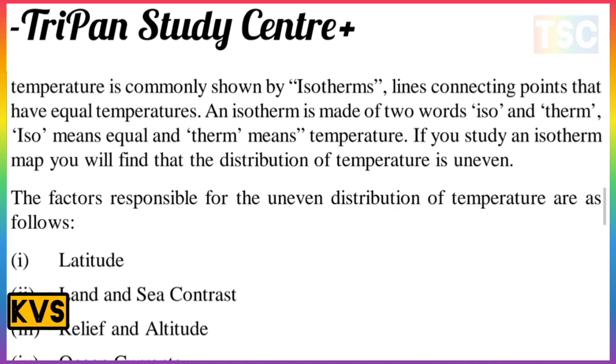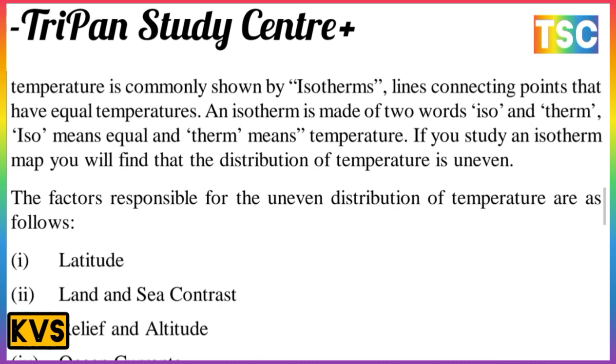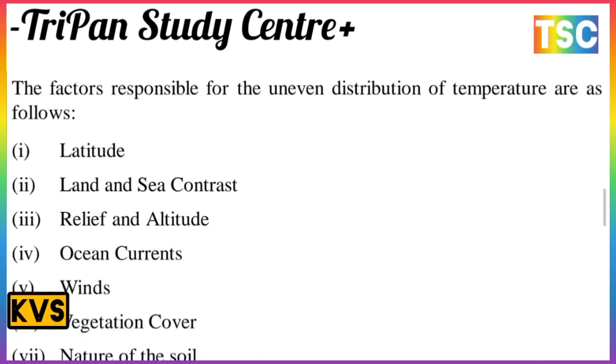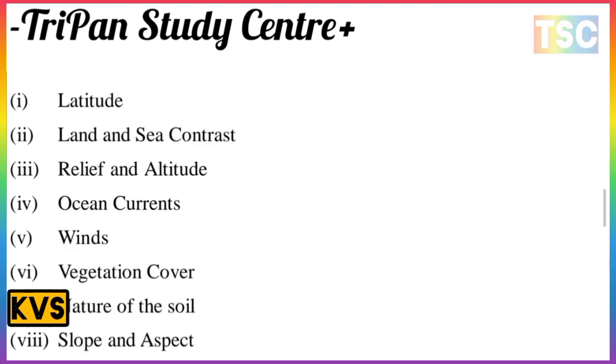If you study an isothermal map, you will find that the distribution of temperature is uneven. The factors responsible for the uneven distribution of temperature are as follows: latitude, land and sea contrast, relief and altitude, ocean currents, winds, vegetation cover, nature of the soil, and slope and aspect.